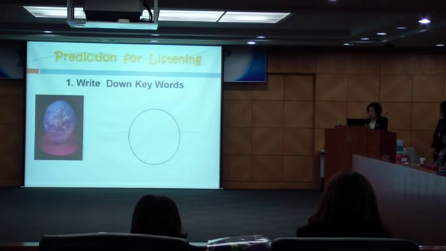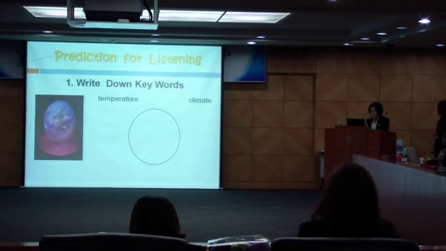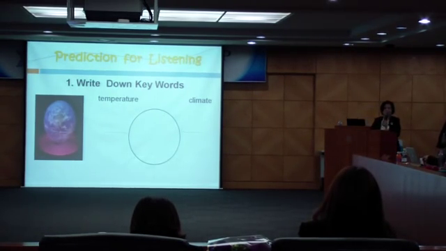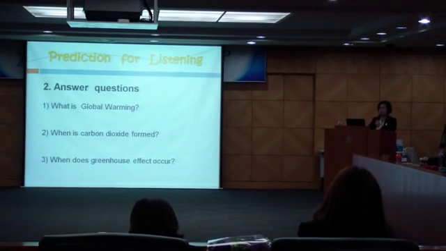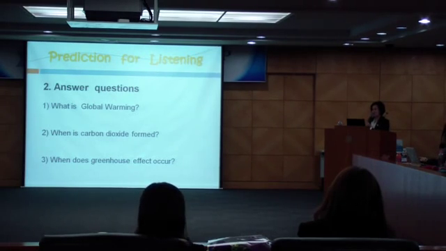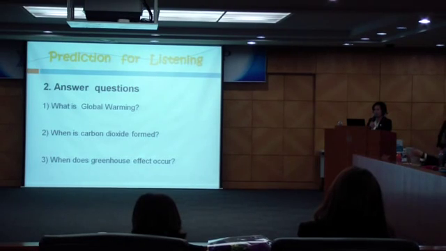On this worksheet, we should make the students write down the keywords while watching the video clip, like this: climate or temperature. But in this stage, we can use chunks of only 1 or 2 sentences. And next stage, we should make the students read the questions in advance before second listening, like what is global warming, where is carbon dioxide from, and how does the greenhouse effect occur.